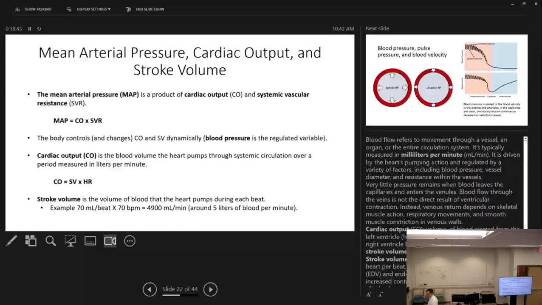Frida, what's your question? Yes. So what's the difference between the mean arterial pressure and the actual blood pressure? We are going to see that in the diagram later. Okay.